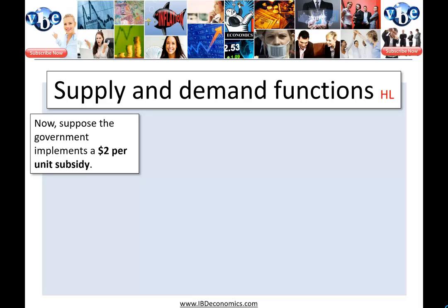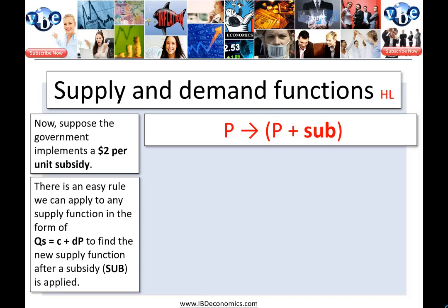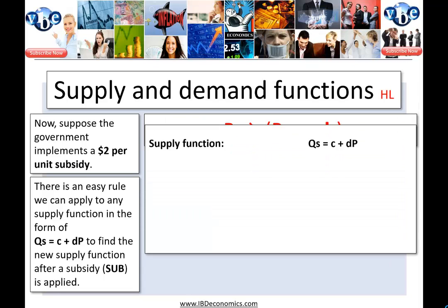Okay, with that initial market equilibrium, now suppose the government implements a $2 unit subsidy. So we're now looking to determine a new supply function. Price becomes price plus the subsidy. And it's not just simply adding on $2 to our initial price of $7, because we know when a subsidy is granted, the price that producers receive increases and the price that consumers pay decreases in the market.